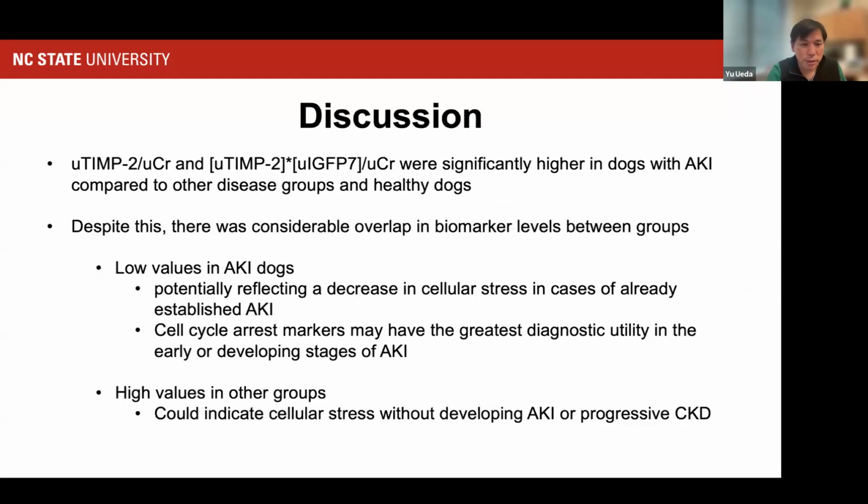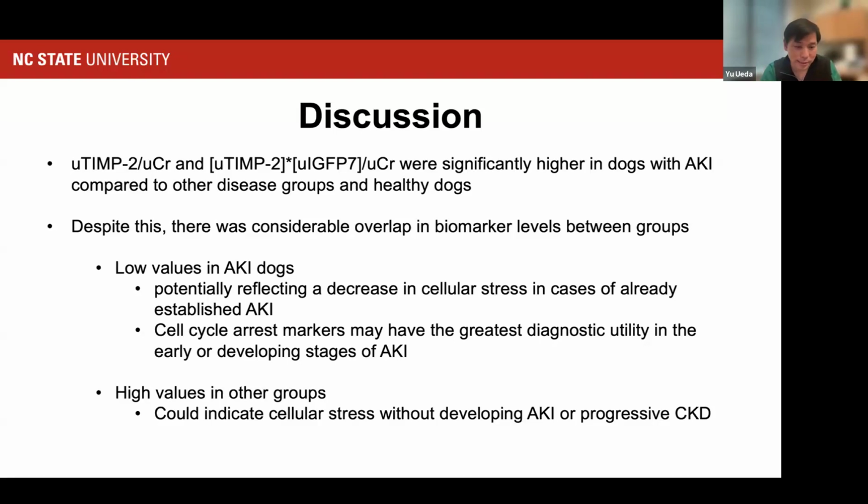So going to the discussion, again, like I said in the main findings, these two variables, urinary TIMP2 to urinary creatinine ratio and the product of the TIMP2 and IGF-BP7 normalized to the creatinine in the urine, were significantly higher in dogs with AKI compared to all other groups, including healthy dogs.